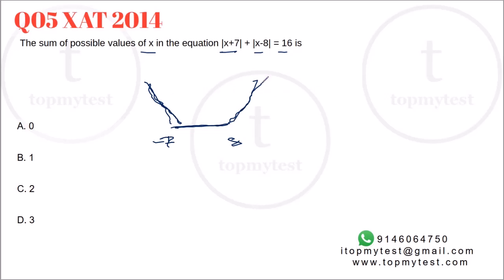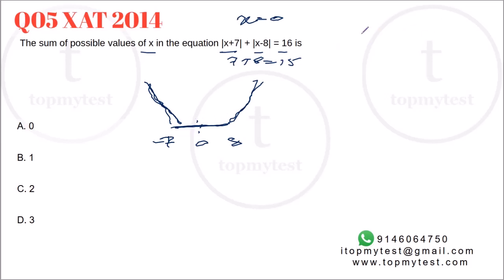It will be like a tub. What will be the value here? Put any value of the expression here. Let's put x is equal to 0. If you put x is equal to 0, you will get 7 plus 8, that will be equal to 15. 0 lies in this range, so all these values will be equal to 15.